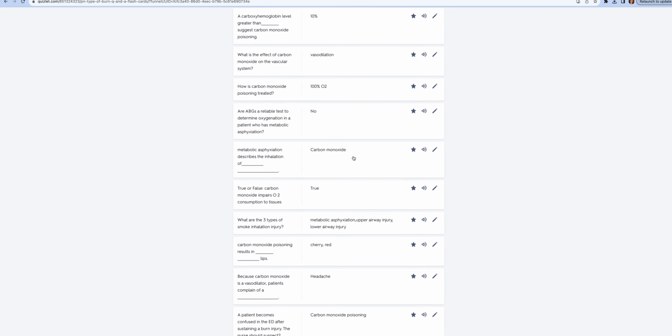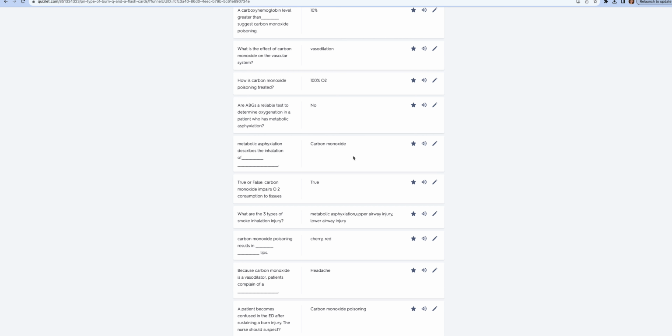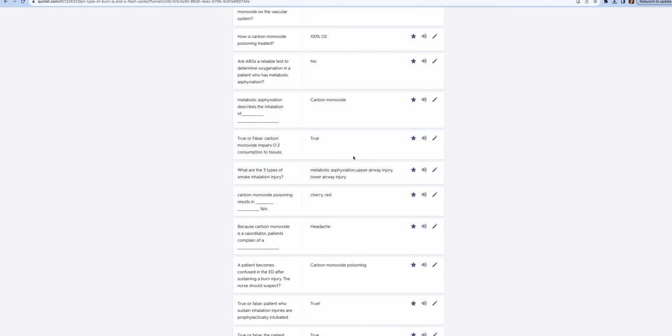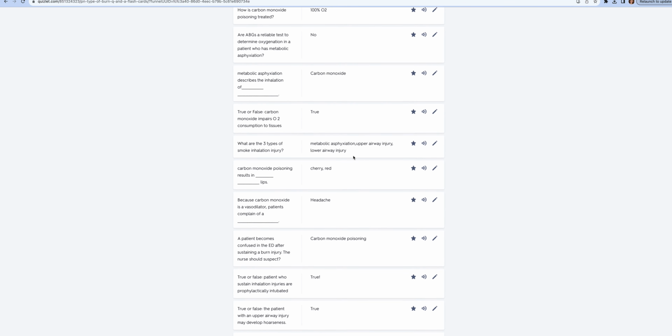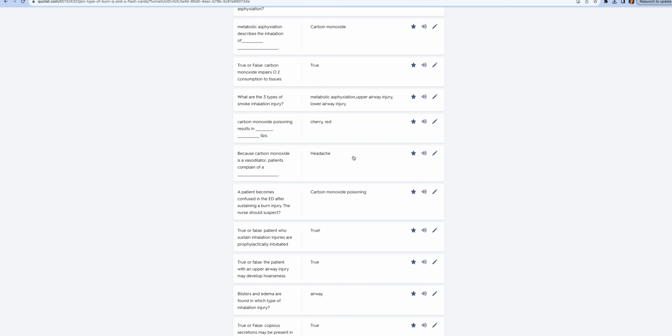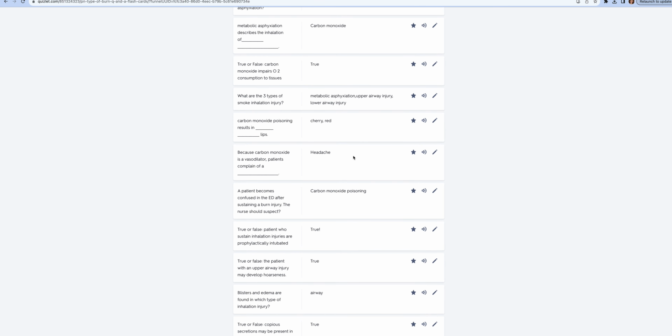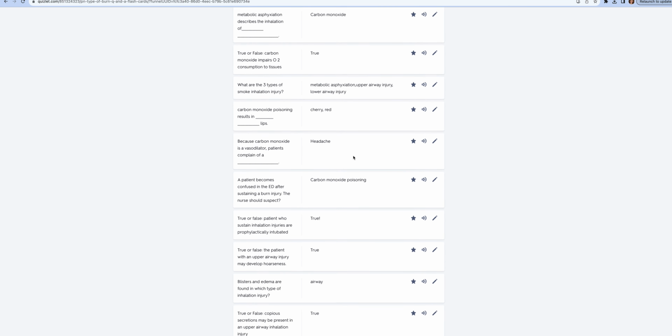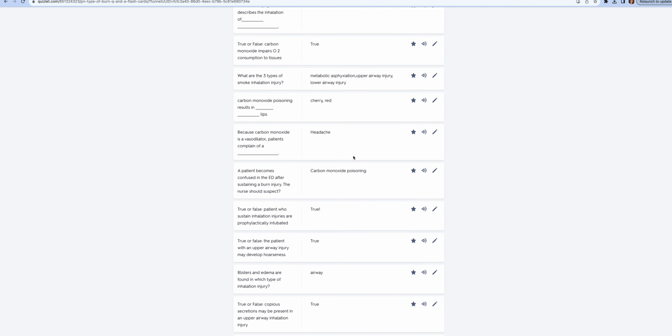There are 3 types of smoke inhalation injury. Metabolic asphyxiation, which is carbon monoxide poisoning, and then you have your upper airway injury and your lower airway injury. Carbon monoxide poisoning results in cherry red lips, and carbon monoxide is a vasodilator, so your patients are going to complain of headache. If your patient becomes confused, think carbon monoxide poisoning. That's what you should suspect. The treatment for carbon monoxide poisoning is 100% O2.